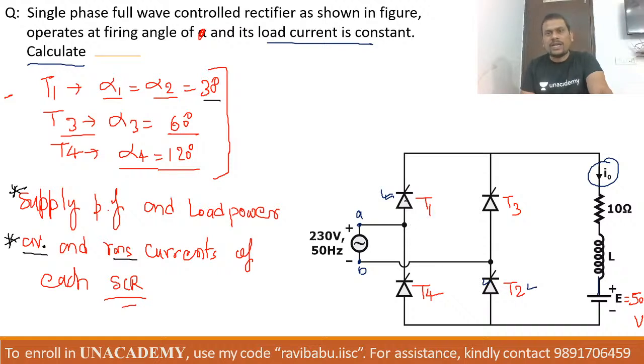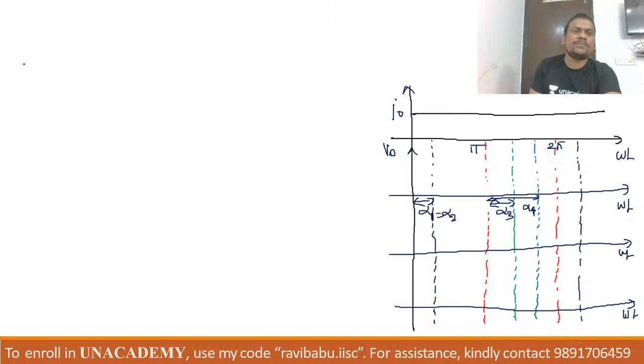When we trigger T1 and T2 at alpha equal to 30 degree, or omega t equal to 30 degree, due to T1 and T2 simultaneously on, our V naught, this voltage, will be VAB. I want to write VS, I will take the numerical value sometime later. So listen to me carefully here.